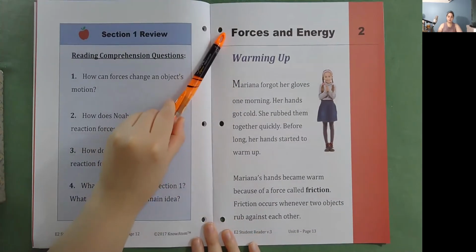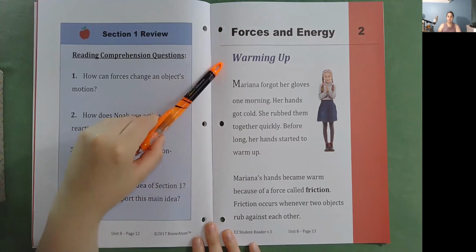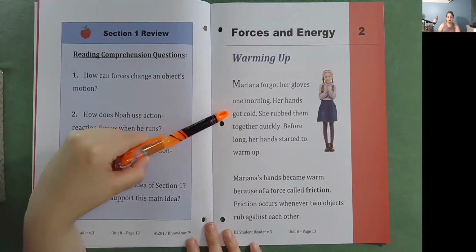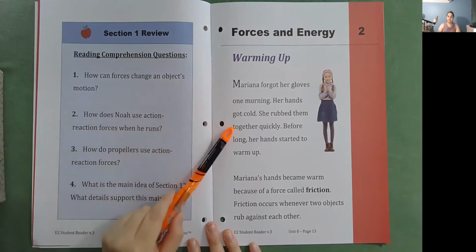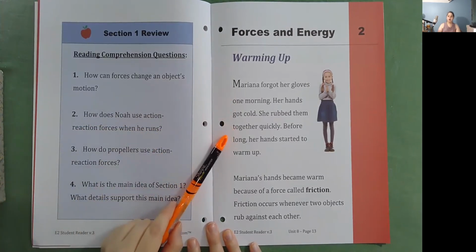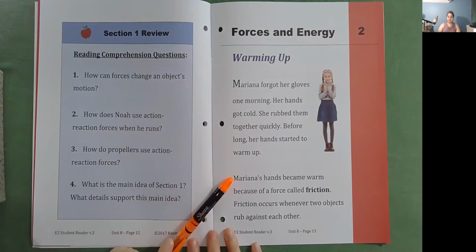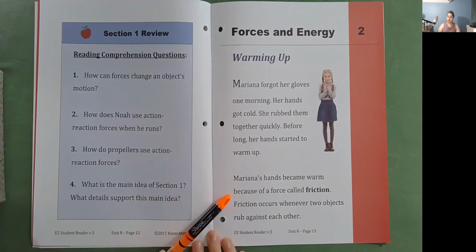Forces and energy. Warming up. Mariana forgot her gloves one morning. Her hands got cold. She rubbed them together quickly. Before long, her hands started to warm up. Mariana's hands became warm because of a force called friction. Friction occurs whenever two objects rub against each other.